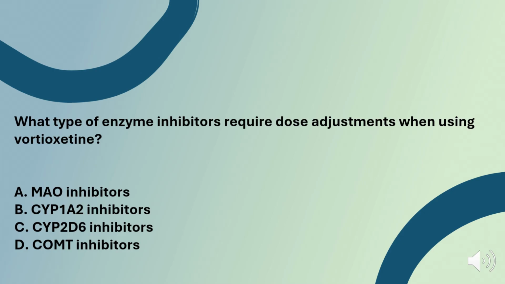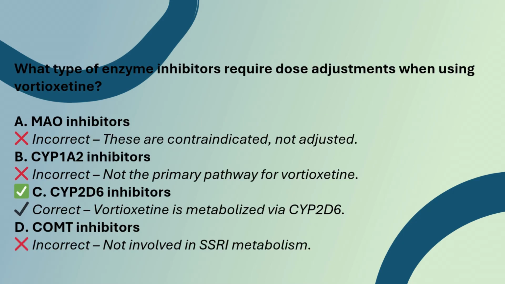So our answer is A, MAO inhibitors. B, CYP1A2 inhibitors. C, CYP2D6 inhibitor. Or D is a COMT inhibitor. So it wants to know which type of enzyme inhibitor requires a dose adjustment when you're using vortioxetine. So vortioxetine is a CYP2D6, and it is the main enzyme that metabolizes vortioxetine. So your correct answer is C.